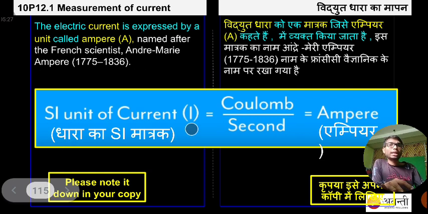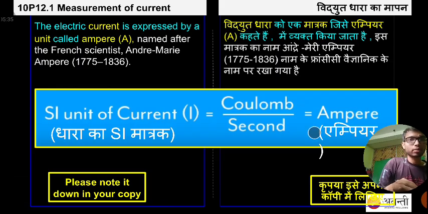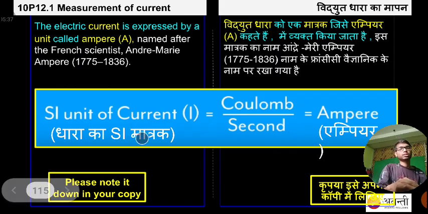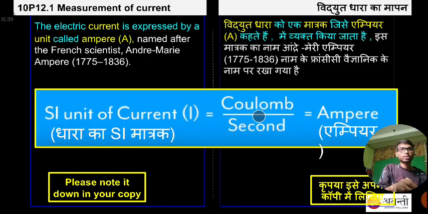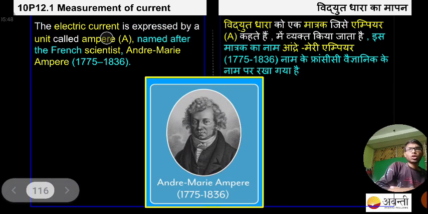The SI unit of current is what? We can say the SI unit of current is ampere, which is coulomb per second. This is the unit, and the ammeter is a device to measure electric current. The electric current is expressed by a unit called ampere.